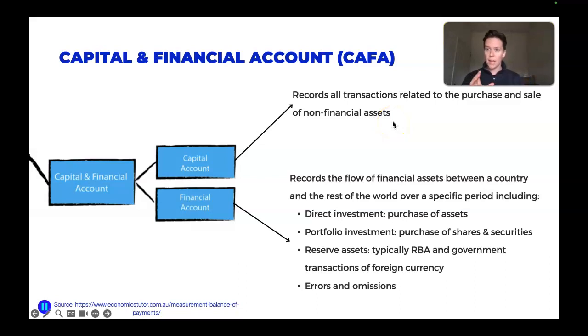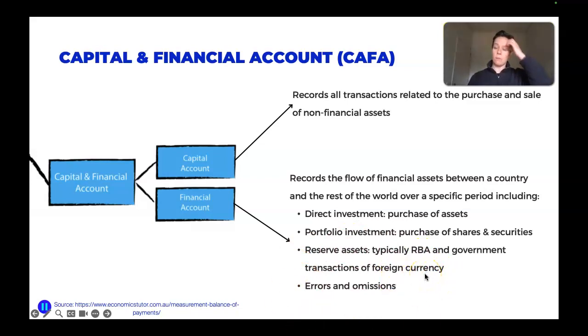I'm not going to go any deeper than that. That's really all you need to know. And then the financial account records the flow of financial assets between countries and the rest of the world over a specific period. So if we look at a series of assets, if we were to classify some as financial assets, basically we've got direct investment, which is the purchase of assets, portfolio investment, which is the purchase of shares and securities, reserve assets, typically RBA and government transactions of foreign currency, and then any errors and omissions.